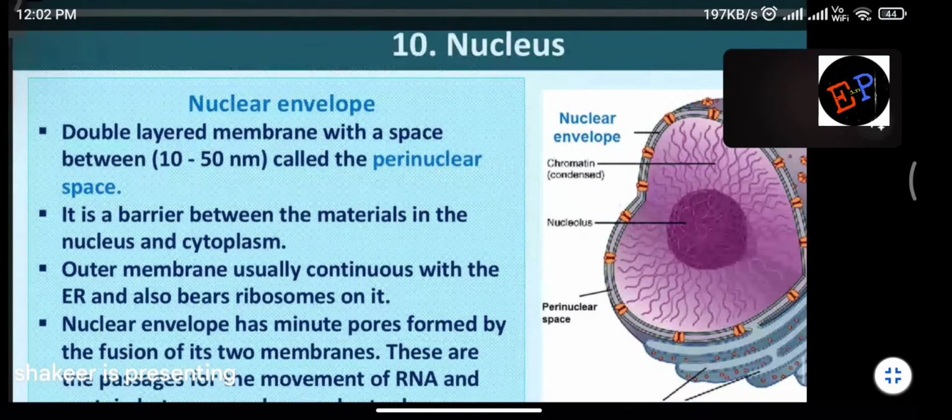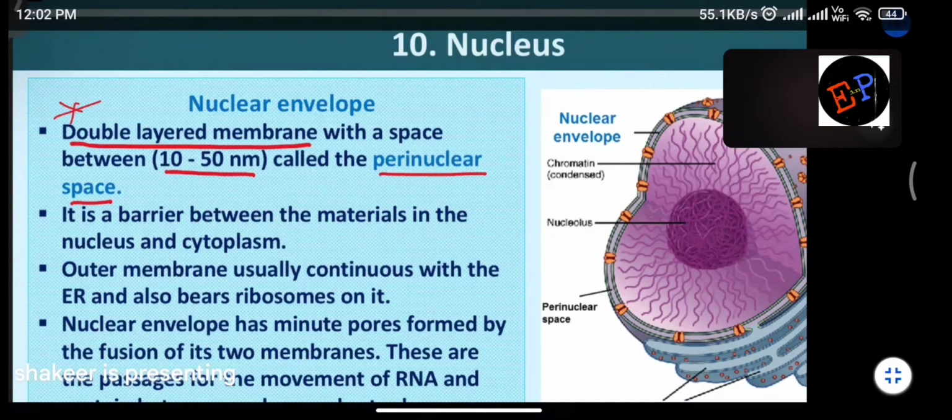So, nuclear envelope. It is a double layered membrane. This is a very important point. Clear? The envelope, the cover which is present on the nucleus, is made up of two membranes. That is why it is called double membranous, with a space between them of 10 to 15 nanometer called the perinuclear space. What is the meaning of this? Between the first membrane and the second membrane, there is also a space. And what is the length of the space? It is 10 to 50 nanometer. Are you able to understand? That space is called the perinuclear space.